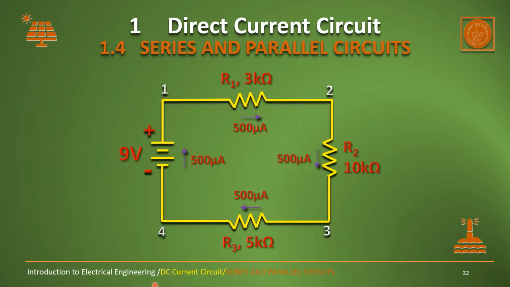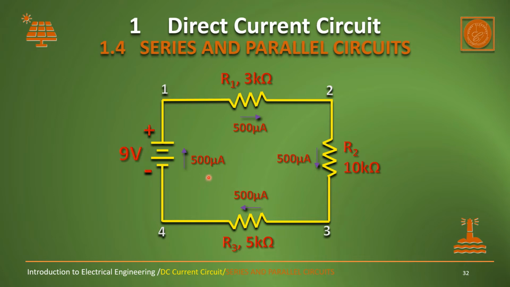Let's look back at the original series circuit. There are 3 resistors, R1, R2, and R3. We already did the calculation. The total current in the battery is 500 microamp.